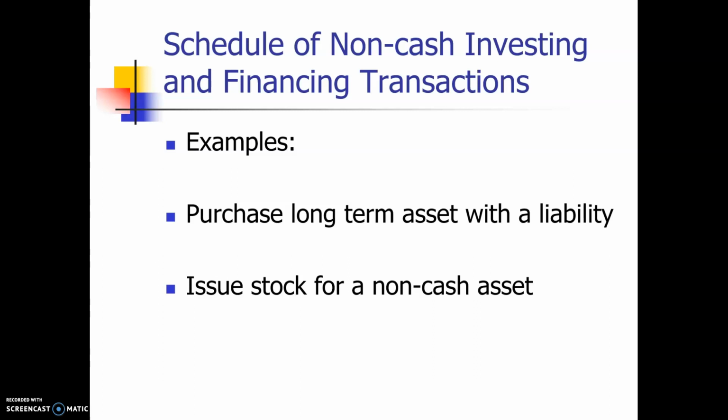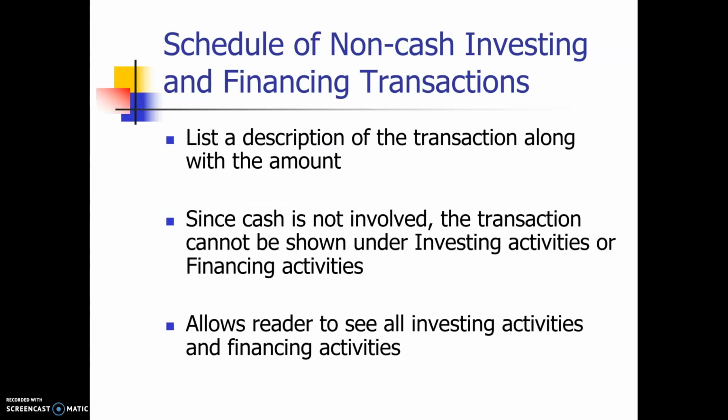Let's say we issue stock for a non-cash asset. So we talked about this back in the stockholders' equity chapter. If we bought equipment and gave the vendor shares of stock, issuing stock, that's a financing activity. But we can't show it as a financing activity because we didn't get cash for it. Buying equipment is an investing activity, but we didn't buy it with cash, so we can't show it under investing activities. We're going to show it here.